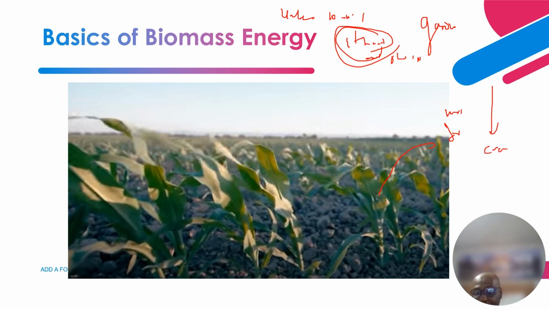The corn is ground into fine powder, then sugar is added, and from there the ethanol is achieved through an industrialized process.